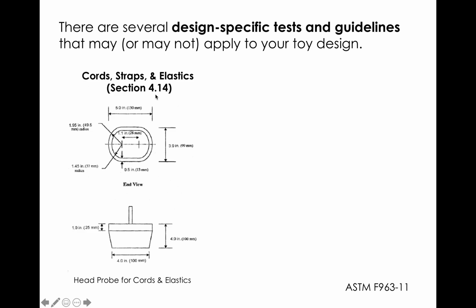So basically, the cord has to not be able to wrap around a kid's head or neck. Okay, so check out section 414 of the standard to figure out what the lengths of your cords or straps would need to be. This is also age group specific, so older kids can get away with longer cords.